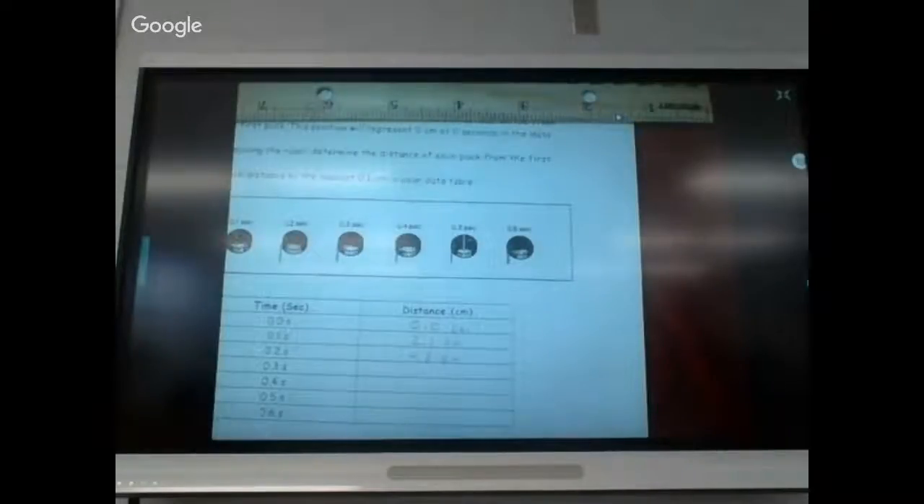You've got plenty of space. You could count by one. Yeah, you could do that. It would have more space.